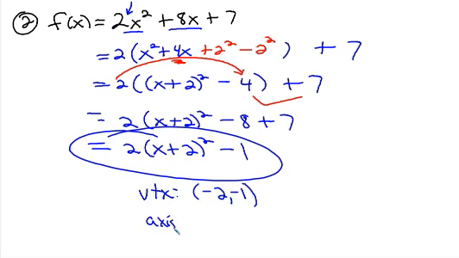My axis of symmetry is x equals negative 2. And we will stop there for today.